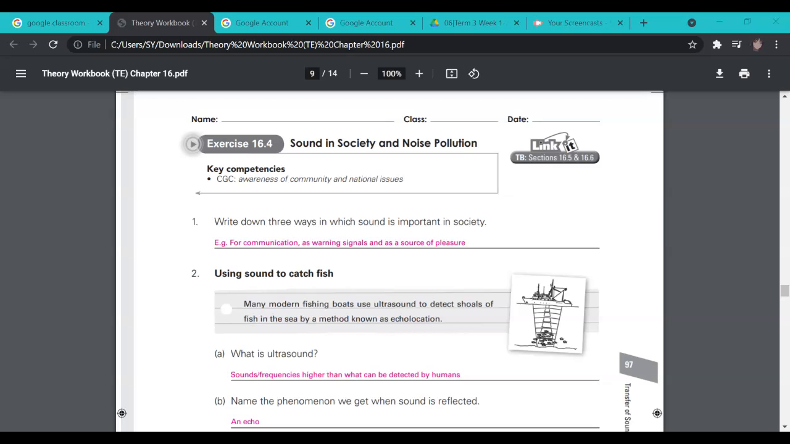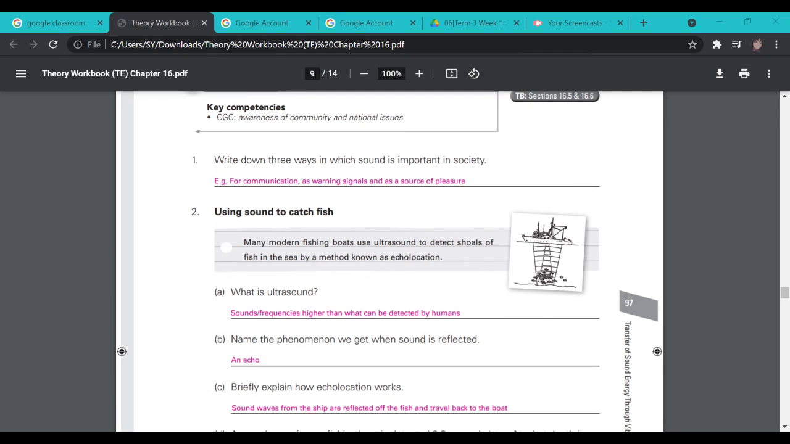Okay, so now we proceed to exercise 16.4. So 16.4 is more on sound in society and noise pollution, and we also learn about echo. So question one, they ask to write down three ways in which sound is important. So you can talk about communication, as a warning signal, as a source of pleasure. Okay, and if you have any other answers, not sure, rapid check with your teachers first.